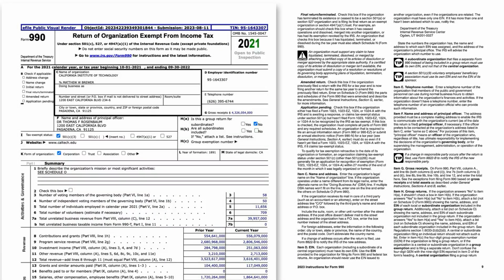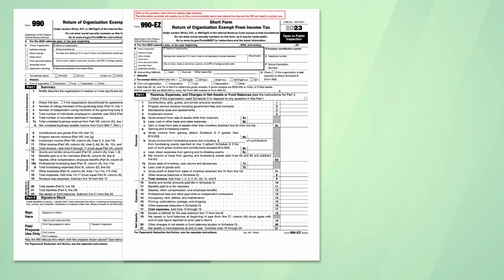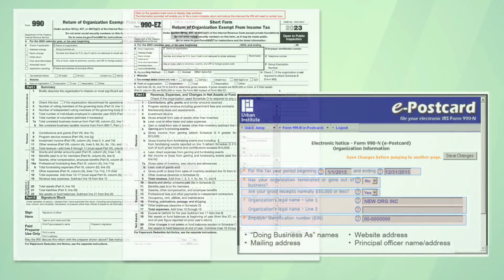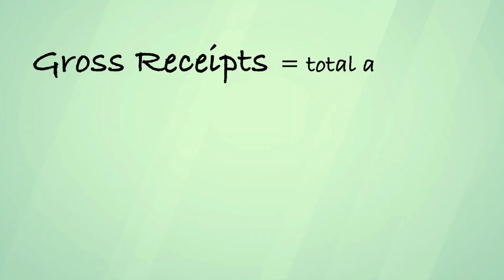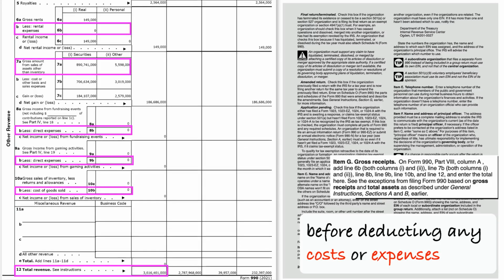The first page of Form 990 provides a summary of key items from the rest of the form. Gross receipts are used to determine whether the organization needs to file the full Form 990 or the simpler Form 990EZ or electronic 990N called e-postcard. The calculation of gross receipts in Part 8 includes all revenue before any expenses and costs are deducted on lines 6B through 10B.